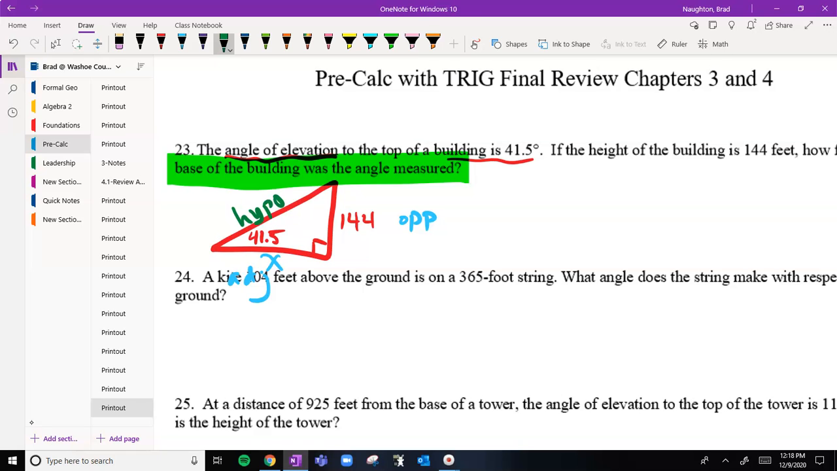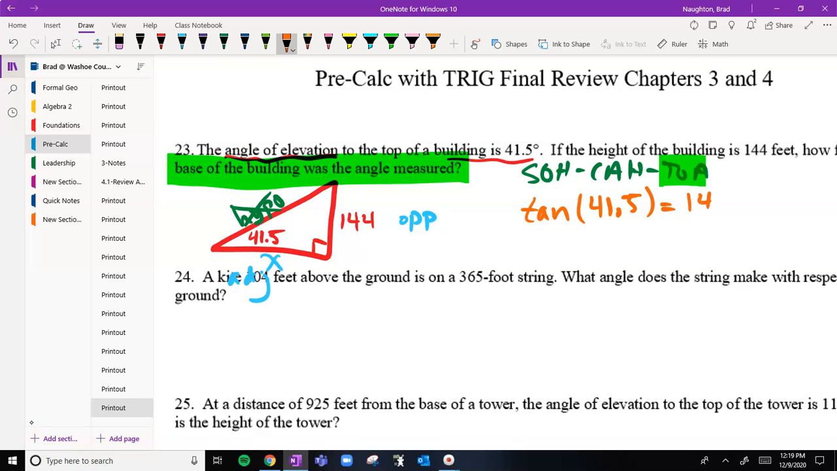Don't try to bring in the hypotenuse. It's not going to help us in any case right here. So if I look at my SOHCAHTOA, opposite and adjacent means that we should definitely use tangent. So we're going to go tangent of 41.5 is equal to opposite over x.